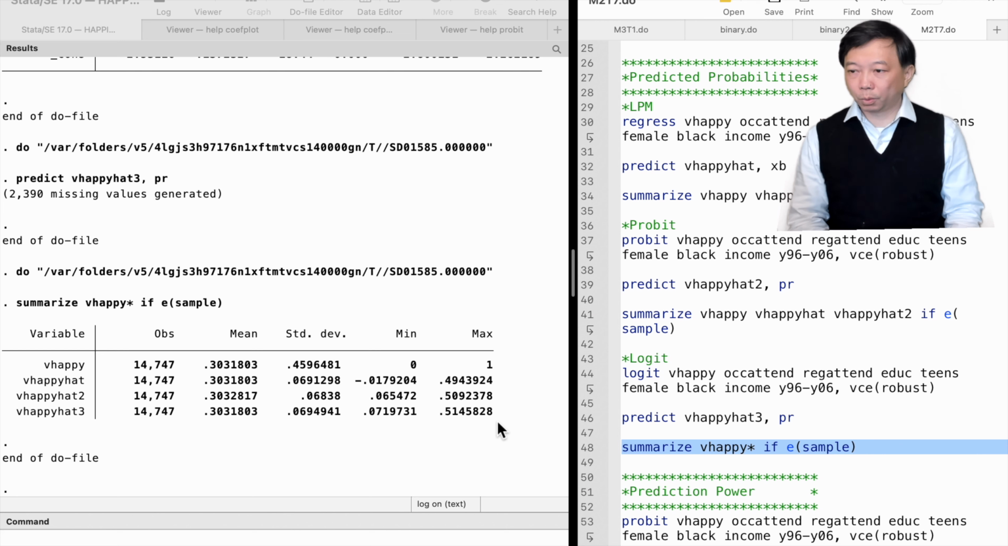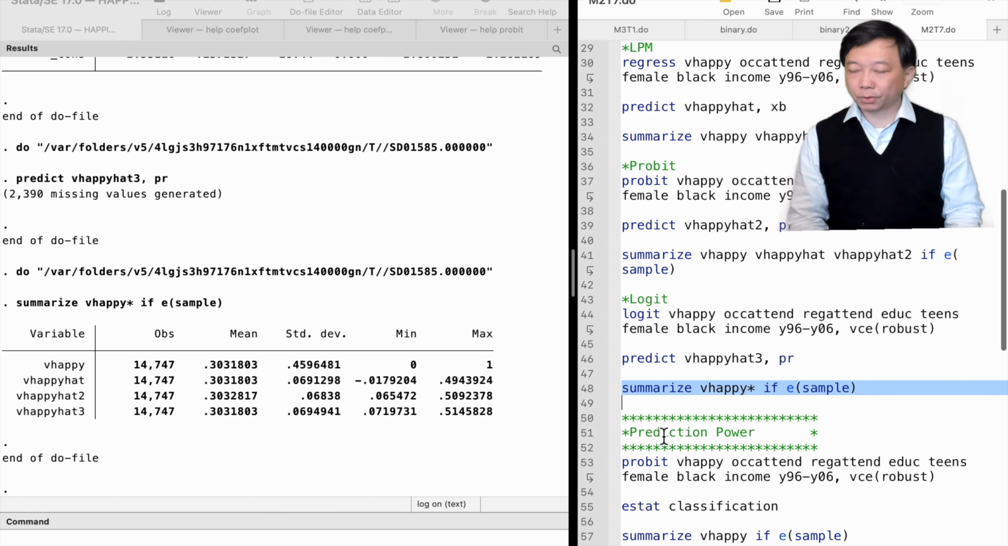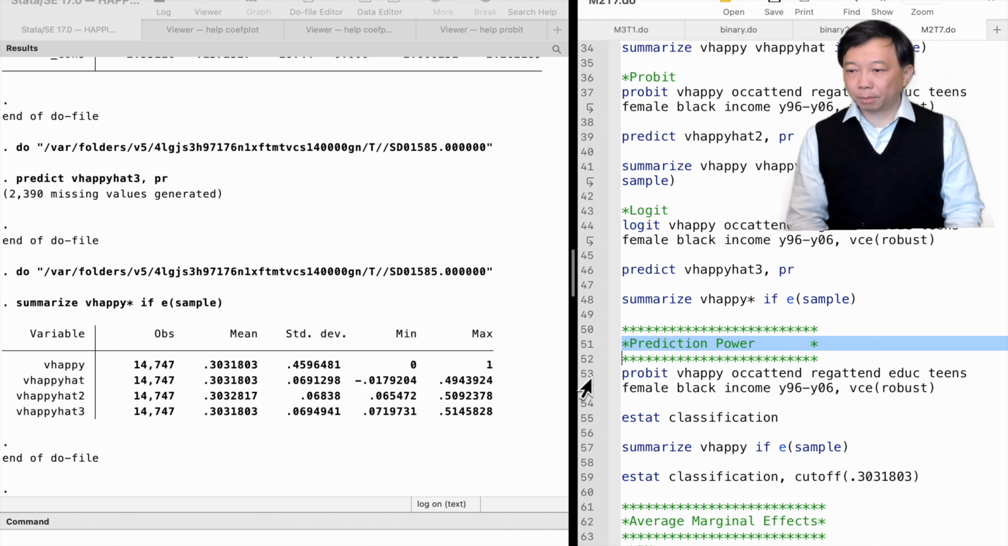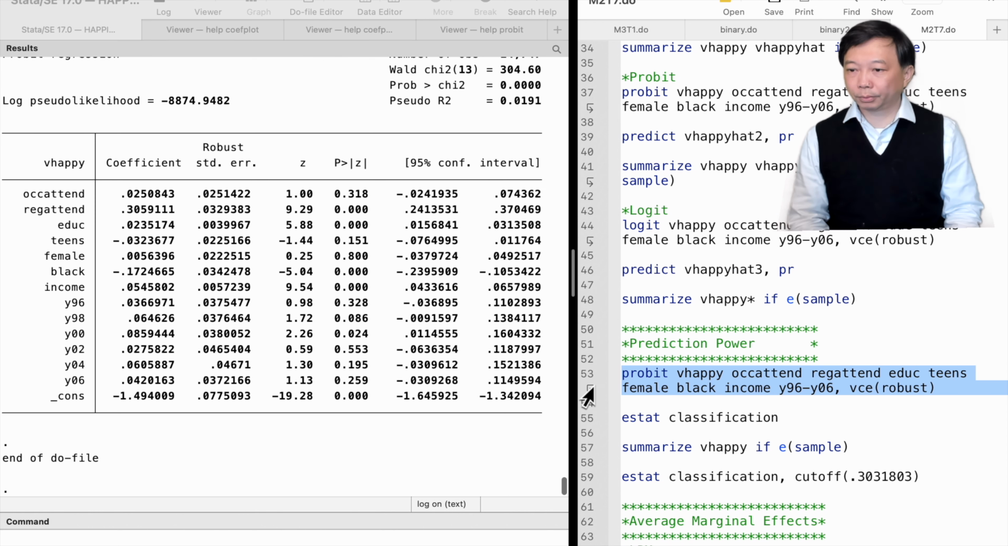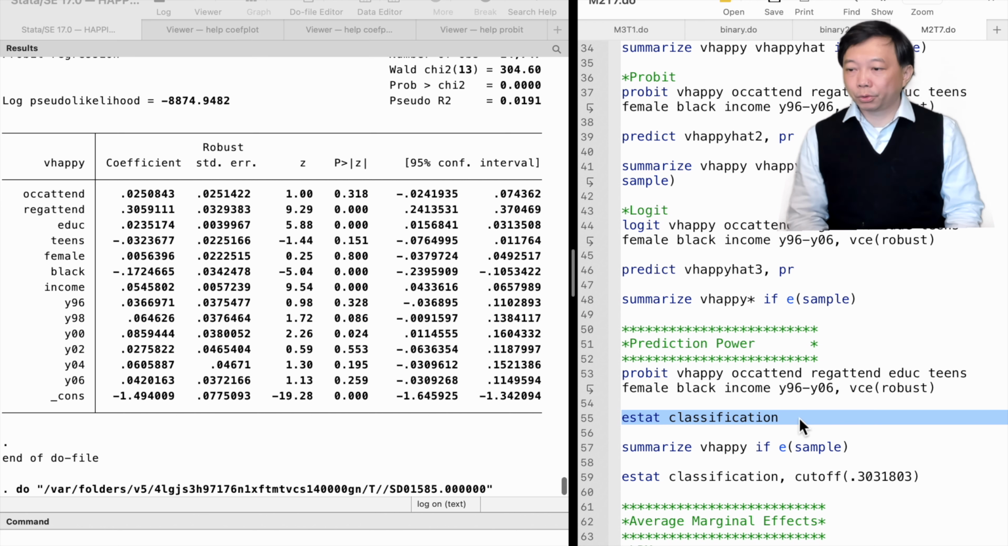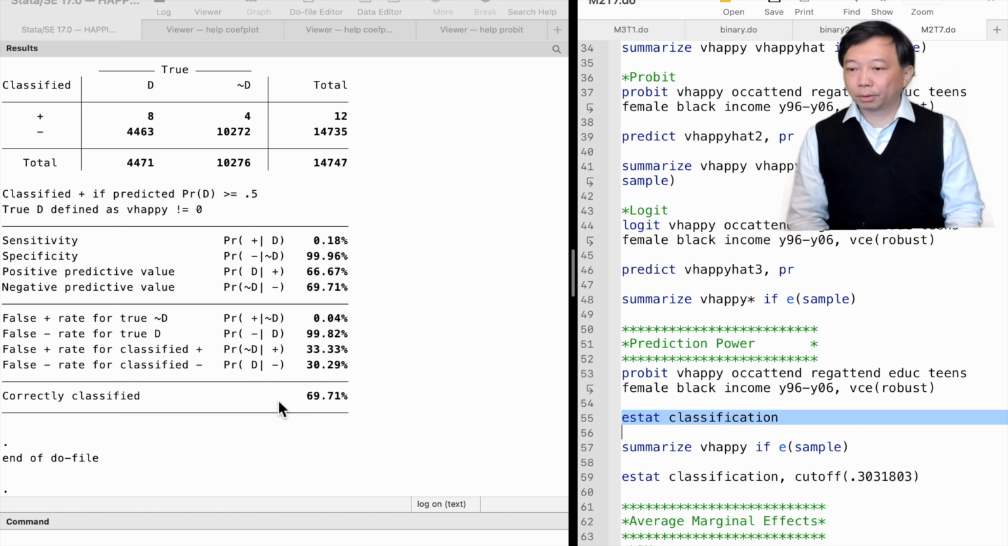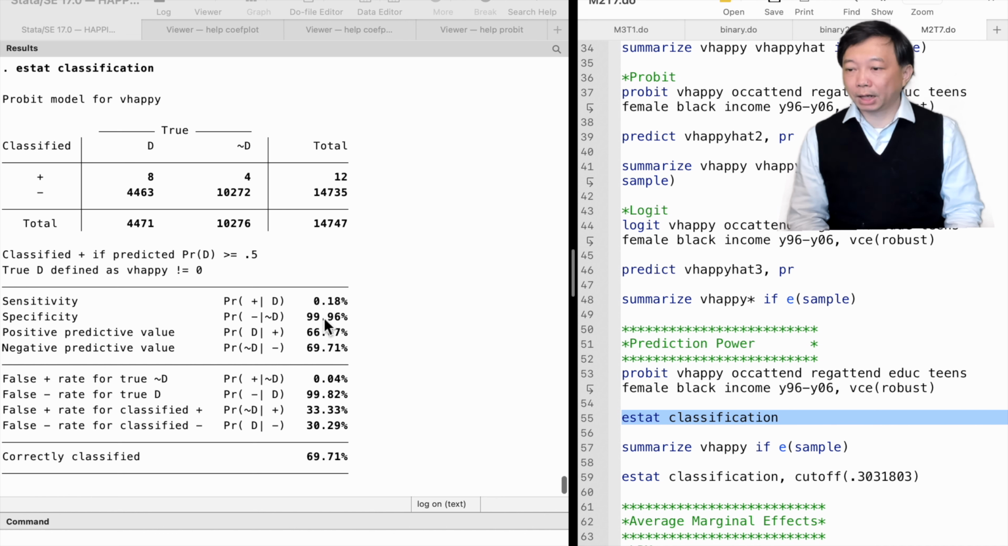We may want to know how well the model predicts the outcome. Stata provides a classification table that shows the percentage of correct predictions. We type estat classification. The overall rate of correct prediction is 69.71%, with 0.18% of the very happy group correctly predicted and 99.96% of the not very happy group correctly specified.